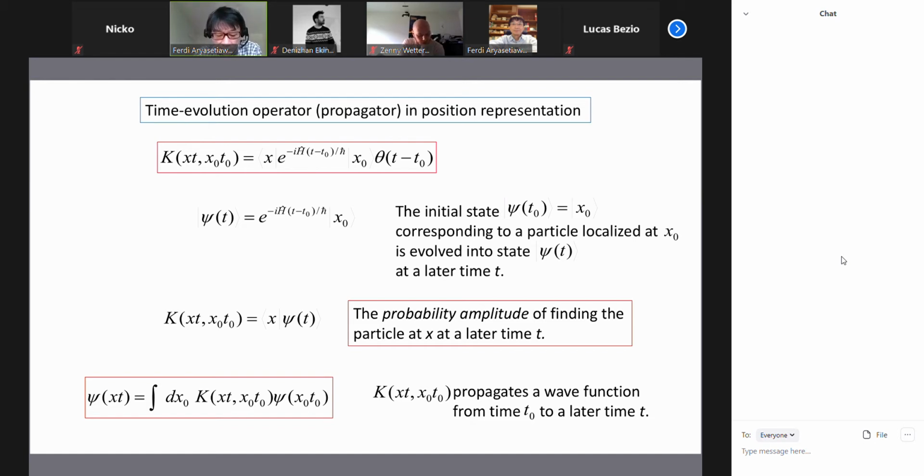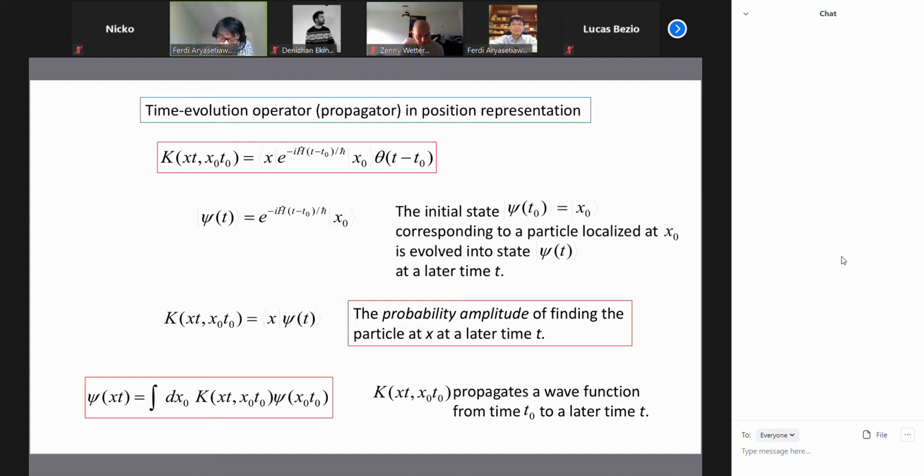So today we'll continue with the time evolution operator, and we have started considering it within the position representation. So we'll continue with that, and later we will do the Feynman path integral, which is very much related to this propagator. In fact, the Feynman path integral is a way of calculating this propagator.